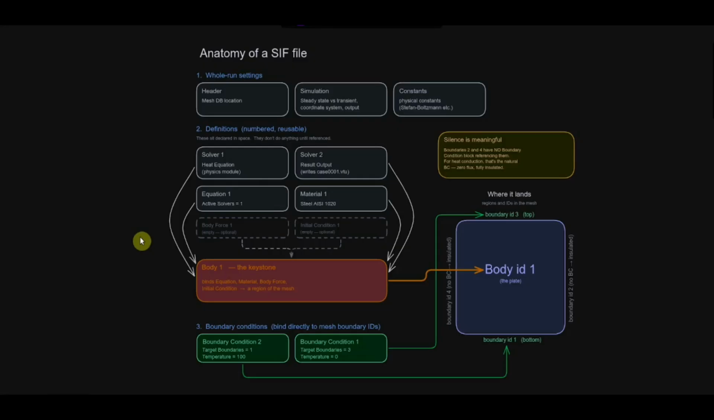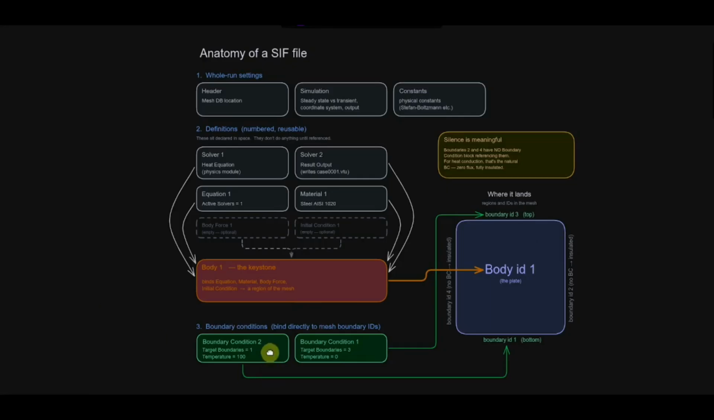These are reusable. They sit declared in space. None of them on their own actually does anything. Down at the bottom in red, Body 1. This is the keystone. The Body block is where the definitions above get bound to a region of mesh, over on the right. Without the Body, the rest of the file is just floating declarations.